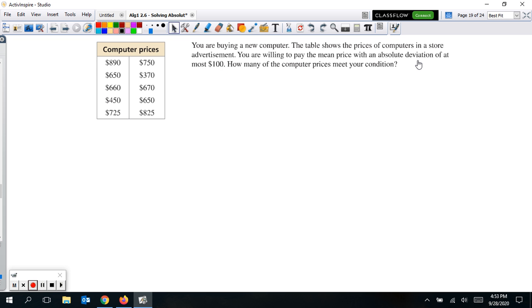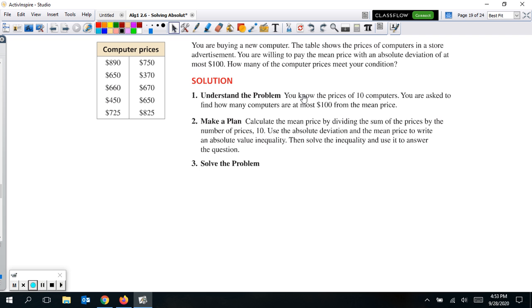So remember, the mean price is the average price, and the absolute deviation means basically give or take $100. So if your average price was, let's say, $300, then you could pay between $200 and $400, give or take 100. That's what we're doing here. So how many of the computer prices in this data set meet that condition? We'll just look at the part here that does that.